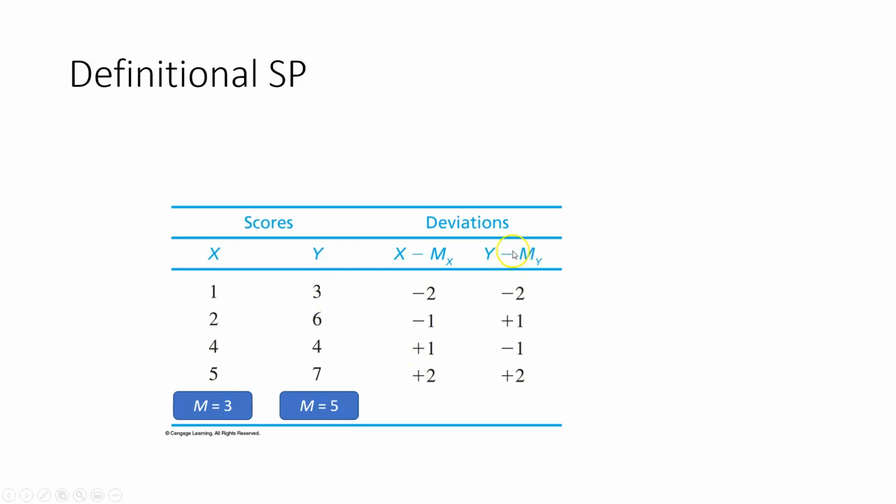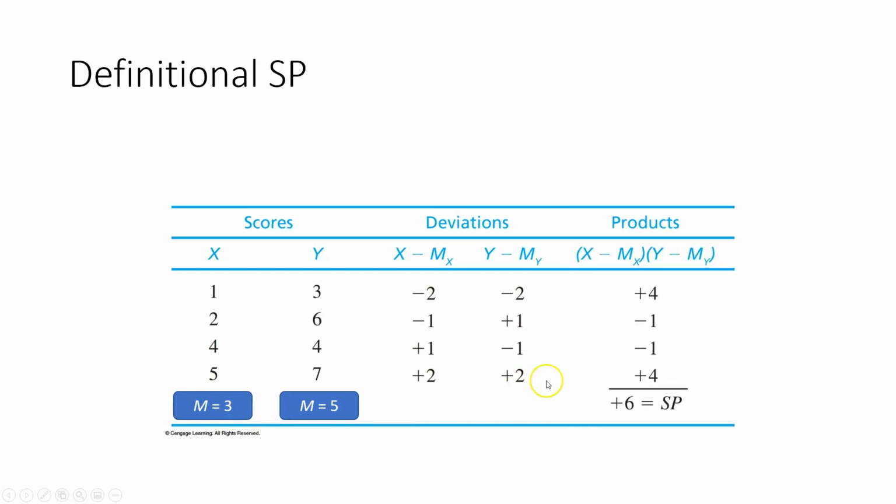You can do the same thing for the y variable. 3 minus 5, negative 2. 6 minus 5, positive 1. 4 minus 5, negative 1. And 7 minus 5 is positive 2. So what we've done so far is found the deviation of how far each of these individual scores is from the mean of that set of scores.